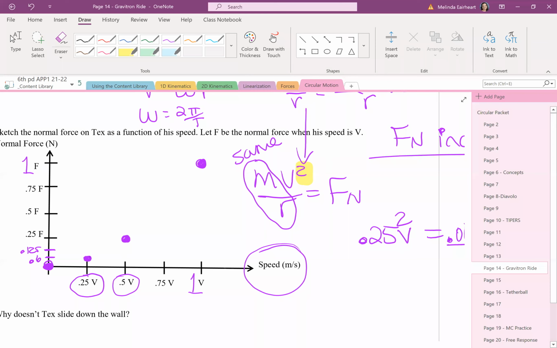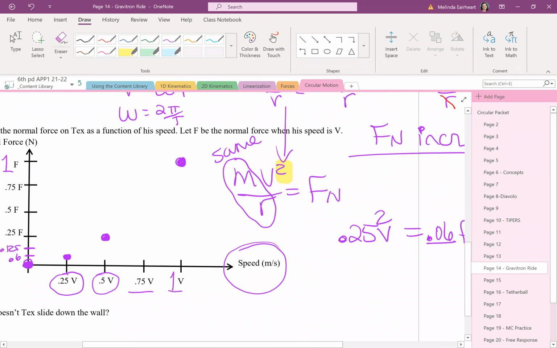Yeah, okay. So maybe you go ahead and draw it in. It's not too hard. Let's do one more. 0.75 velocity squared would be what factor of normal force? 0.56. And so again, a little over the 5.